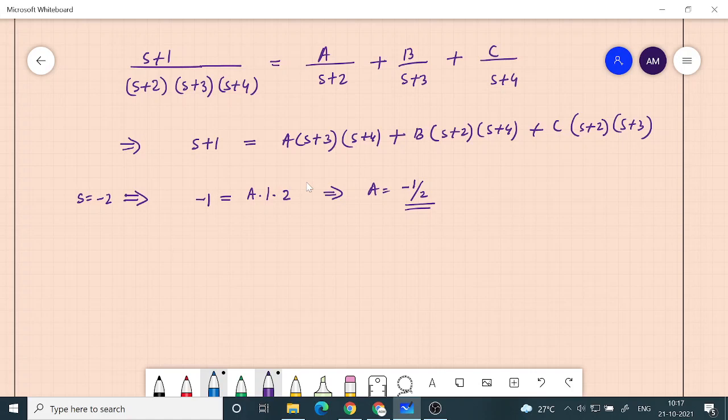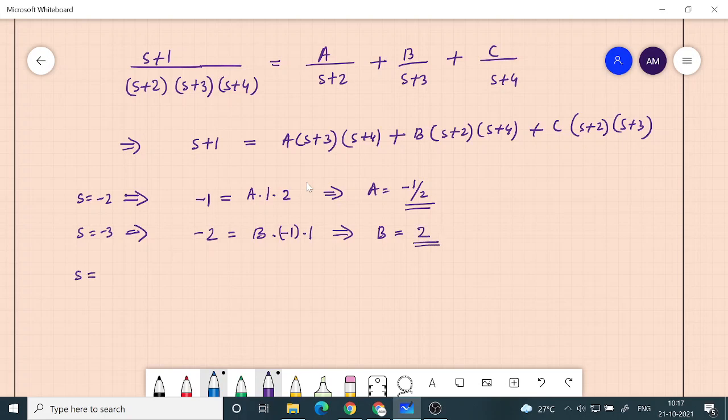So that is the first coefficient. Now if I want B, then I should put s is equal to minus 3. Minus 3 plus 1 is minus 2, and the A term will go away, the C term will go away. The only term that survives is B into minus 3 plus 2, that is minus 1, and then minus 3 plus 4, that is 1. So B is equal to minus 2 divided by minus 1, which is 2.